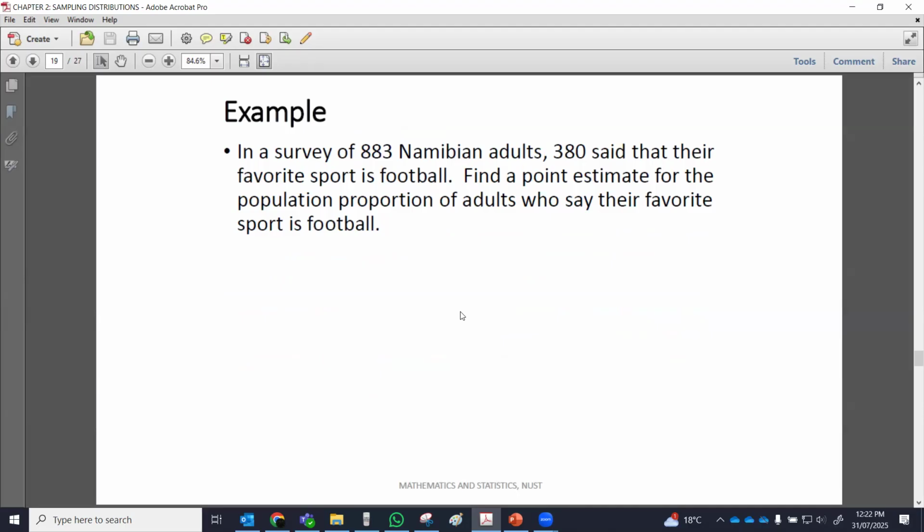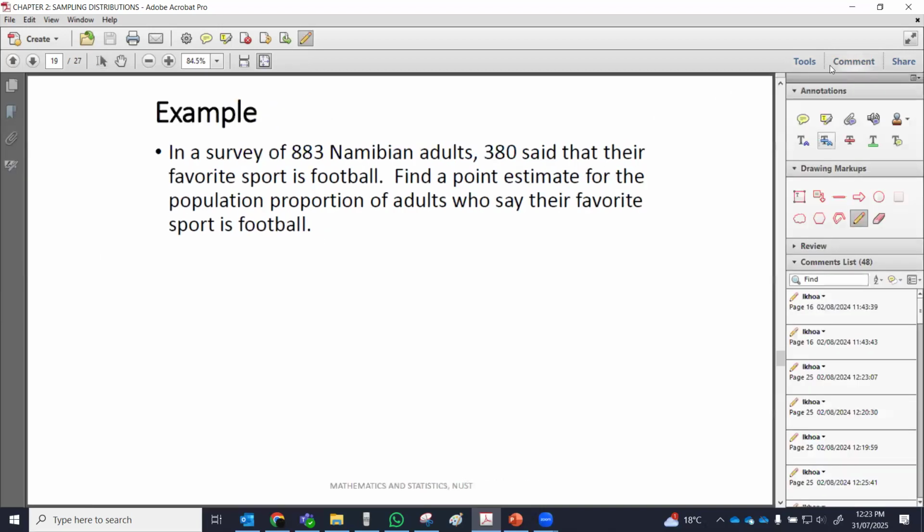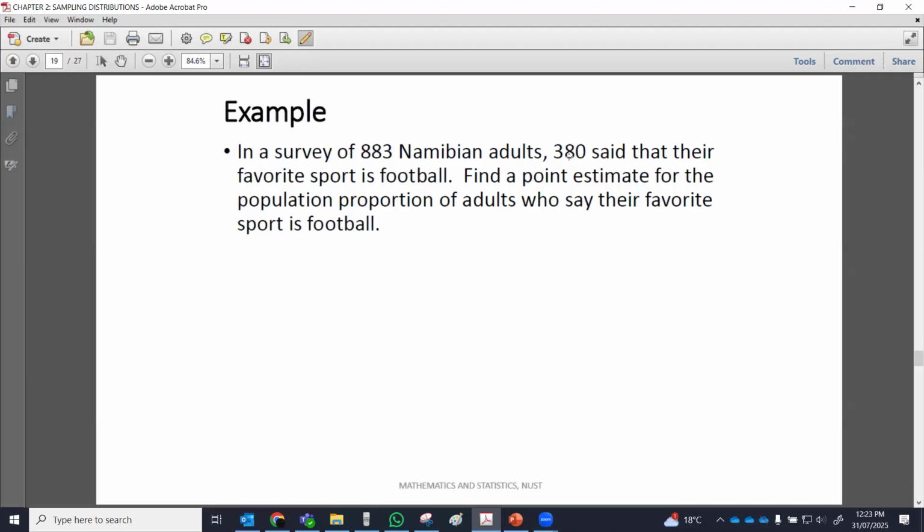Here is an example. In a survey of 883 Namibian adults, 380 say that their favorite sport is football. Find a point estimate. If you remember, when we started, we said there are two ways that we can estimate our population parameter. One is a point estimate, which just means you're giving a single value. I estimate the mean to be 5, or I estimate the mean to be 10. That is a point estimate.